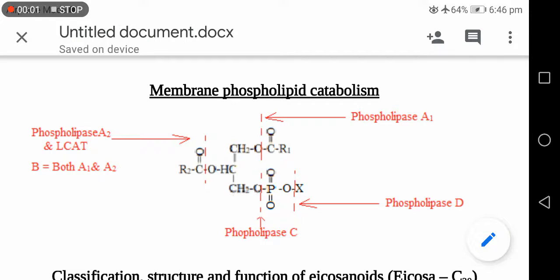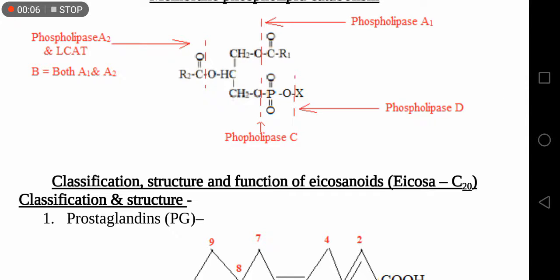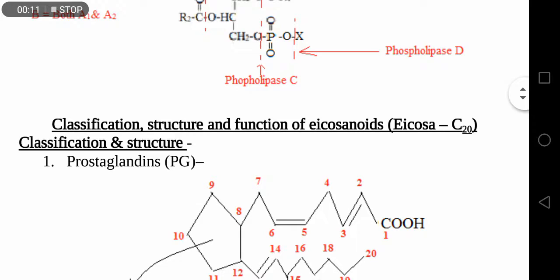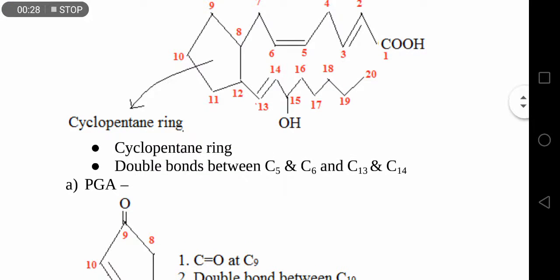Hello everybody. Today's topic of discussion is eicosanoids. Eicosanoids contain 20 carbons, and the eicosanoids are of two types, prostaglandins and leukotrienes. Prostaglandin is a 20 carbon containing carboxylic acid. It contains a cyclopentane ring and two double bonds between C5 and C6 and between C13 and C14.